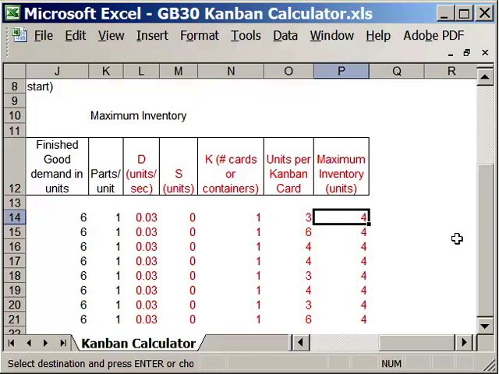Well, that's how you use the Kanban calculator, and I'm sure you'll find that it'll come in handy.